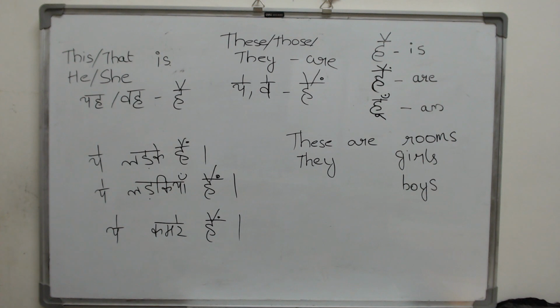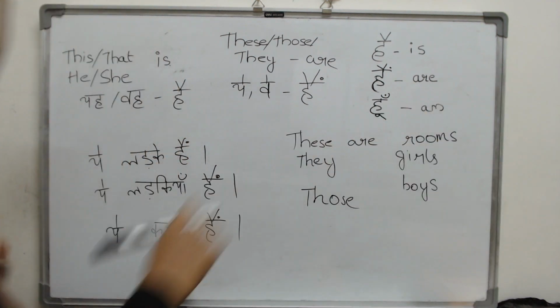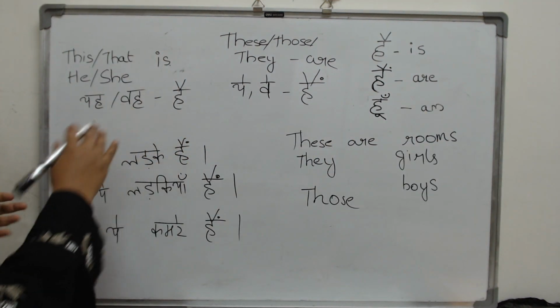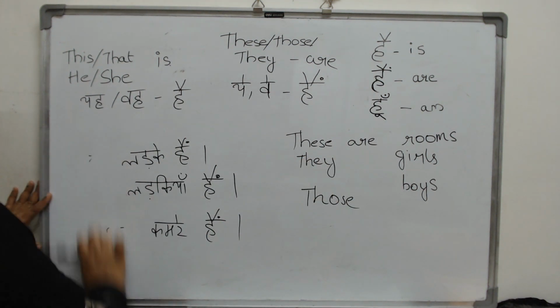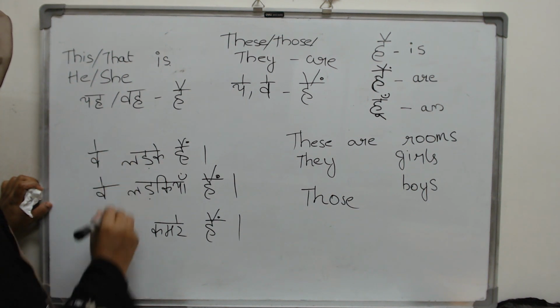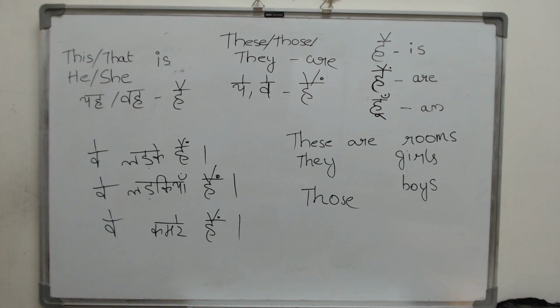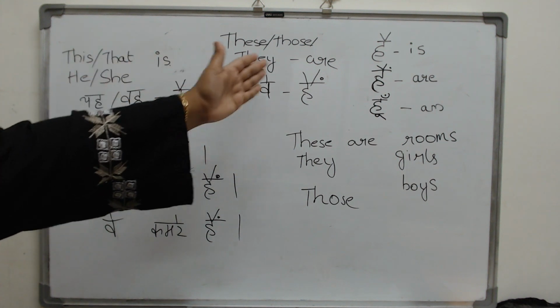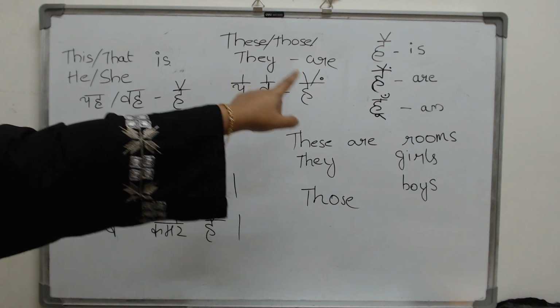Now what if these people are not near you, they are far away? Then instead of these you say those, because they are far away. Just like that, a person standing far away, if that is just one person, it is vah. If there are a lot of people standing far away, it is ve. Ve ladke hain, ve ladkiyan hain, ve kamre hain. These are plural, a lot of things, and far away from you. So ye ve hain. Do not forget the dot. Ye ve hain.